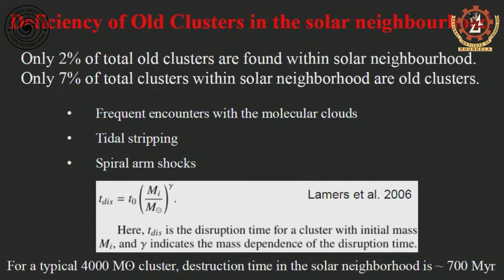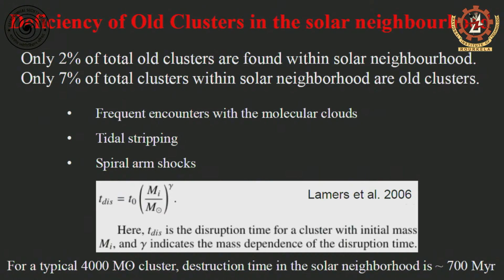So finally the cluster disrupts or dissolves, so we will not see the cluster. Over a period of time, due to all these reasons, tidal stripping or spiral arm shocks also, we will lose the old star cluster.